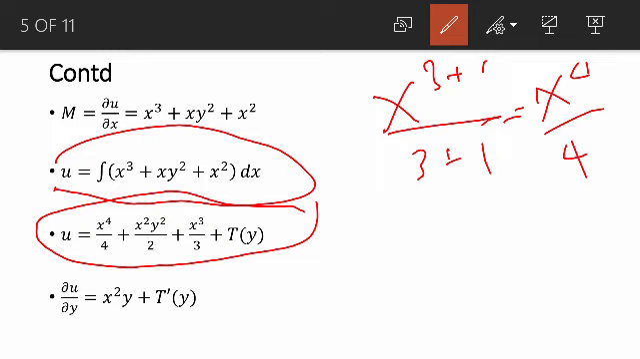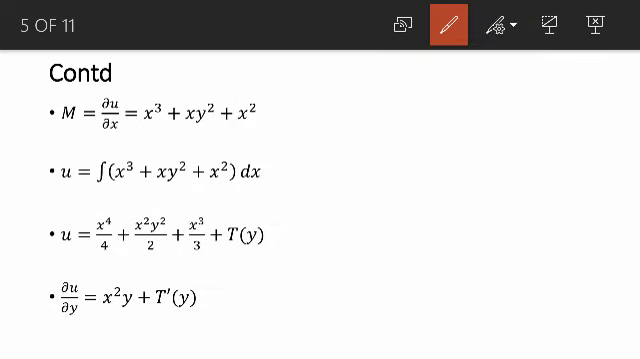Then the integral of xy squared. Remember, we are integrating with respect to x, so you just integrate x, which is x squared over 2, so x squared y squared over 2. Okay, plus the integral of x squared will give us x cubed over 3. Then whenever you are integrating a function of x, y with respect to x, it means that the constant must be a function of y. Okay, so that's why we have that. So we now have that our u is equal to x^4 over 4 plus x squared y squared over 2 plus x cubed over 3 plus t(y), which is a function of y.